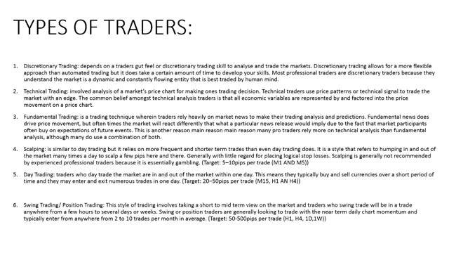The sixth one, swing trading or position trading. This style of trading involves taking a short to mid-term view on the market, and traders who swing trade will be in a trade anywhere from a few hours to several days or weeks. Swing and position traders are generally looking to trade with near-term daily chart momentum and typically enter from 2 to 10 trades per month on average. They target 50 to 500 pips per trade. They use a time frame of 1 hour, 4 hour, daily, and 1 week.